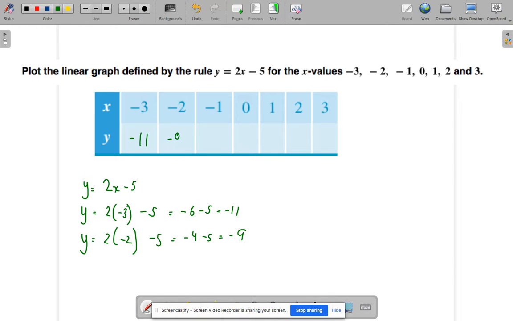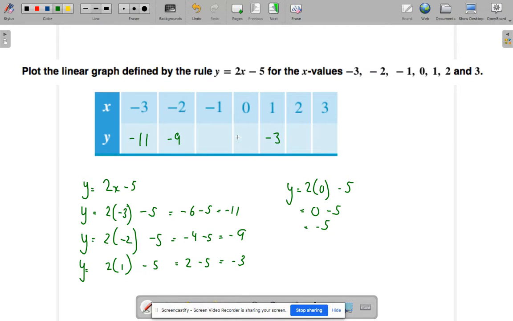I'm going to pick a positive value. So y equals 2 times 1 minus 5 equals 2 take 5 equals negative 3. So where I've got x equals 1, I can put negative 3. Let's try x equals 0. Y equals 2 times 0 take 5 equals 0 take 5 equals negative 5.